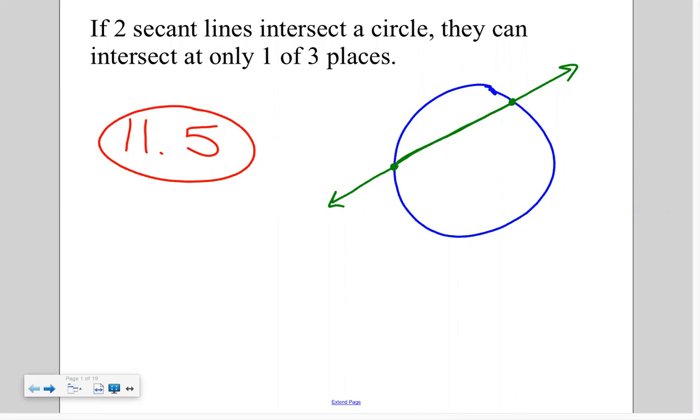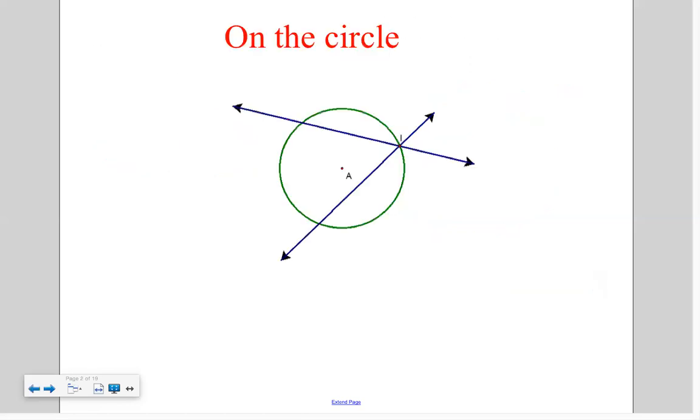They can intersect at one of three places. They can be on the circle. What's nice about these types of angles is that the angle is inside the circle. That is an inscribed angle, and we know about inscribed angles and how they relate to circles and the arcs. We know this inscribed angle is half the measure of the arc. So that definitely helps us out. We know some relationships with these types of angles in circles.